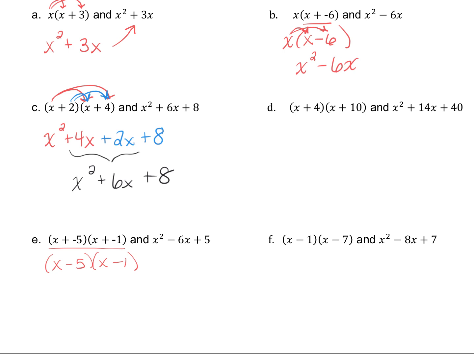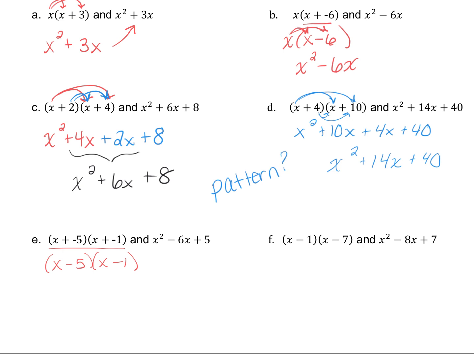So going back to D, if I were to distribute, I'm going to get x squared plus 10x. Distribute the 4, and I get 4x plus 40, and that combines to give me 14x there, and everything else comes down. So hopefully, what I want you to pay attention to is, do you see a pattern when we're multiplying and simplifying? Because that pattern is going to help us to factor.